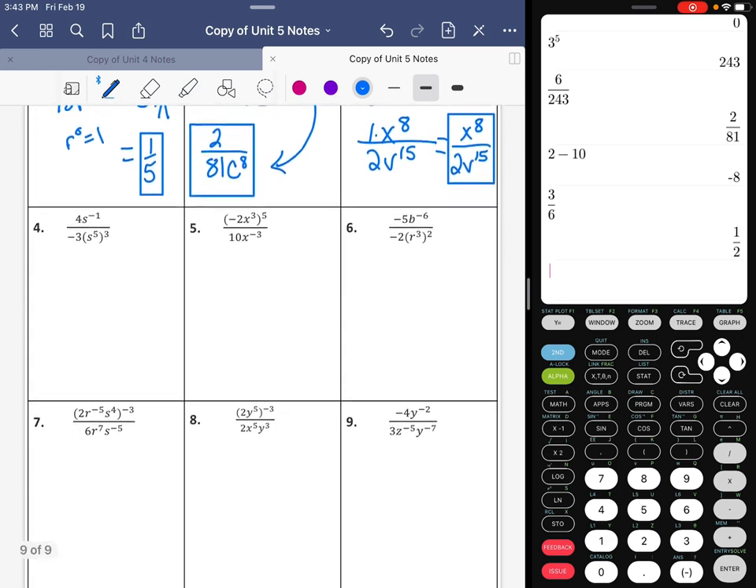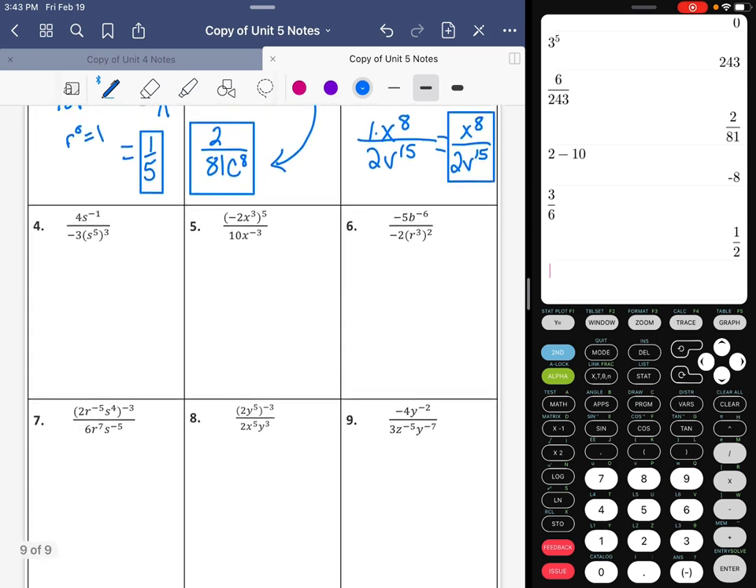Okay, number 4. I have another problem similar to the last one where I just have to do s to the 5th to the 3rd. The negative 3 is not included. I'm going to leave everything alone right now until I get rid of those parentheses.